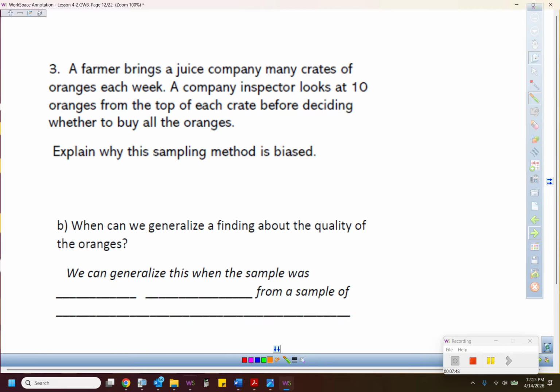A farmer brings a juice company many crates of oranges each week. So this guy was growing oranges and selling oranges. The company inspector looks at 10 oranges from the top of the crate before deciding whether to buy all the oranges or not. Why would that be biased? Where did they find the oranges in the crate? From the top. Isn't that convenient, just to look at the top 10? Why could that be biased?